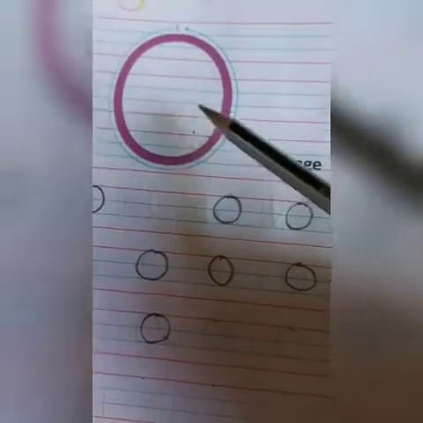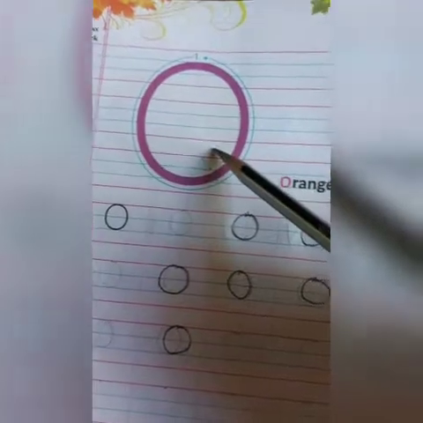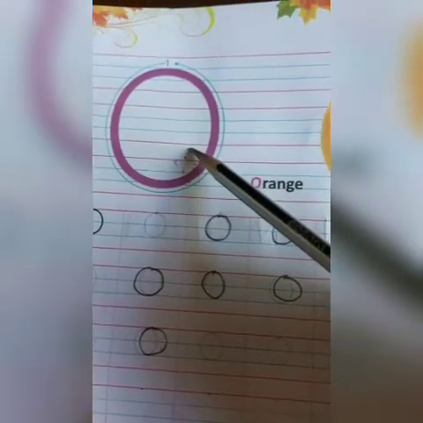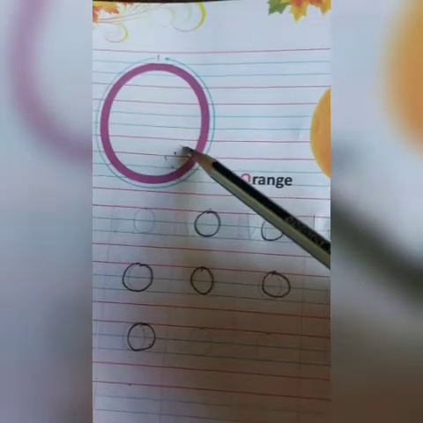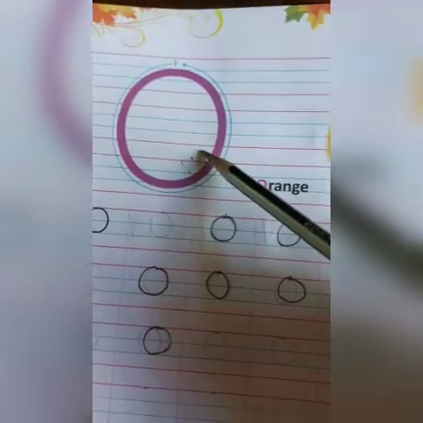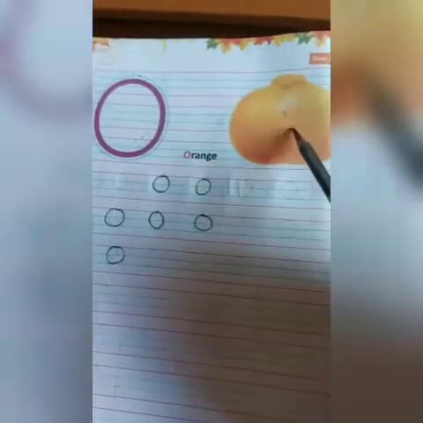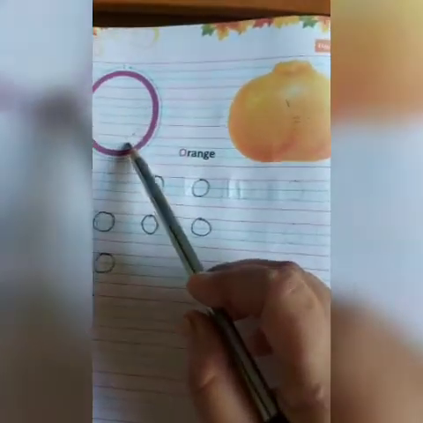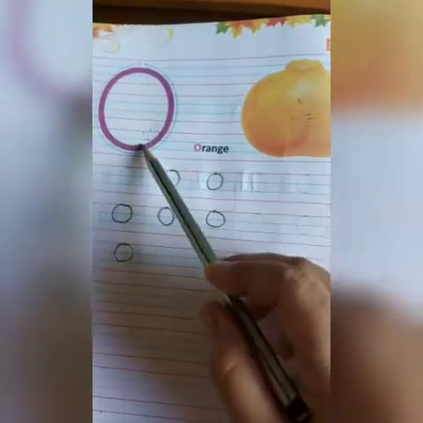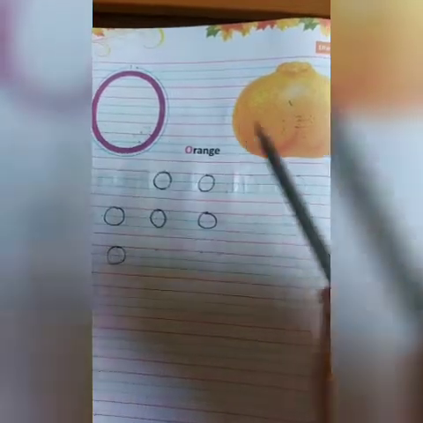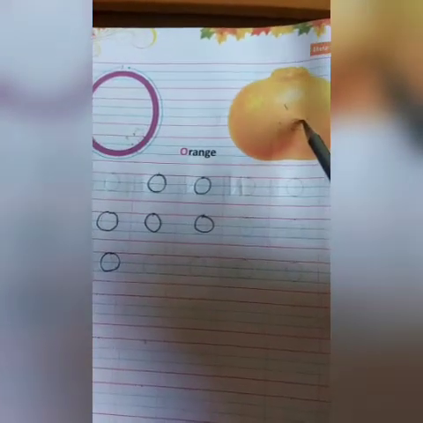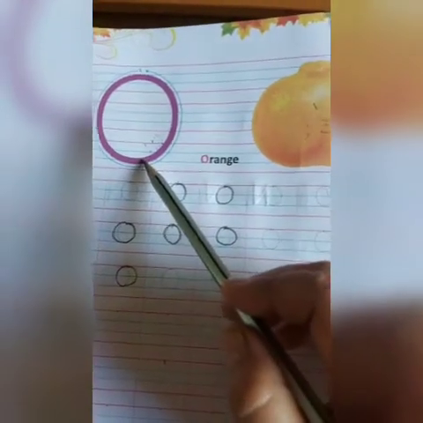What is this? This is capital letter O. O for orange. O for orange. Okay? How to write capital letter O?